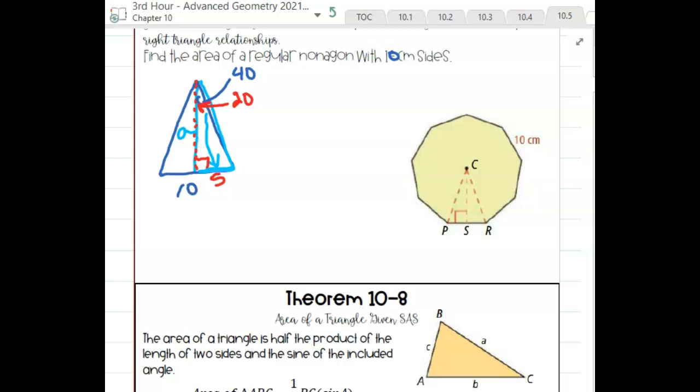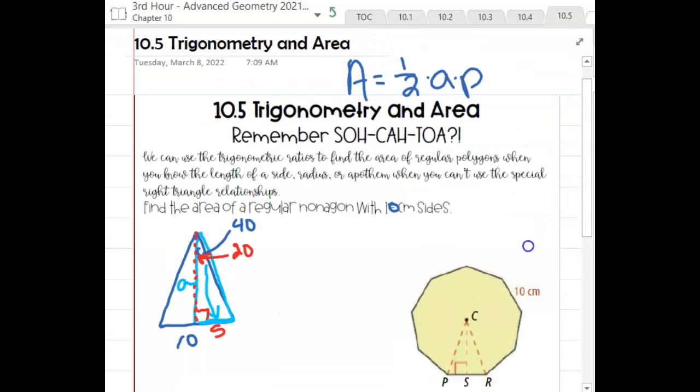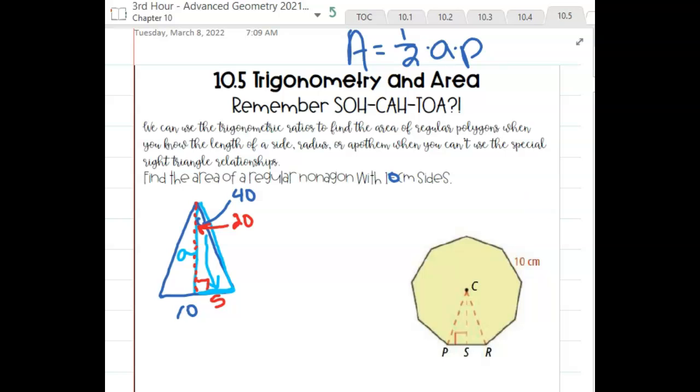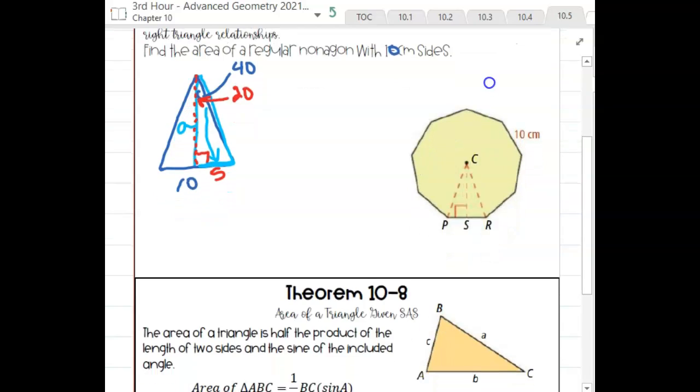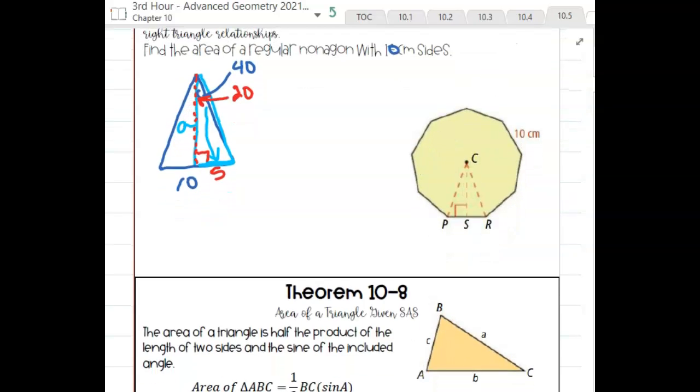I have adjacent and opposite, so A and O. Which of these has the A and the O? The tangent. So to set up this ratio, we are going to take tangent. You always take sine, cosine, or tangent of an angle, so we are going to take tangent of 20. And tangent is opposite over adjacent, so we are going to take 5 over A. And then we're going to solve for it.